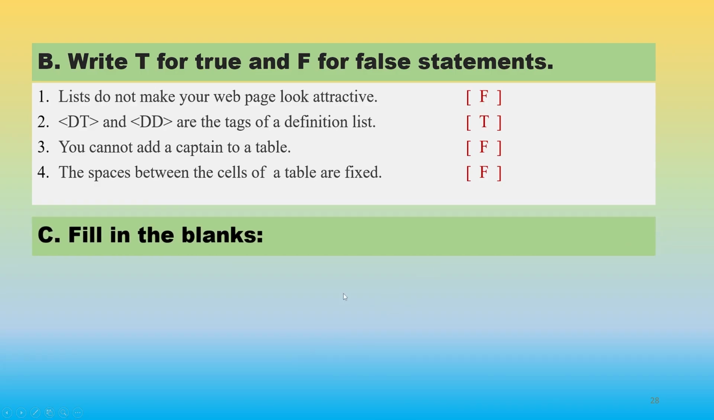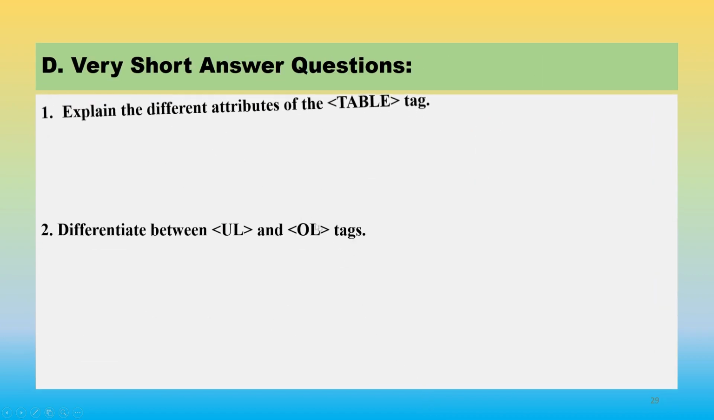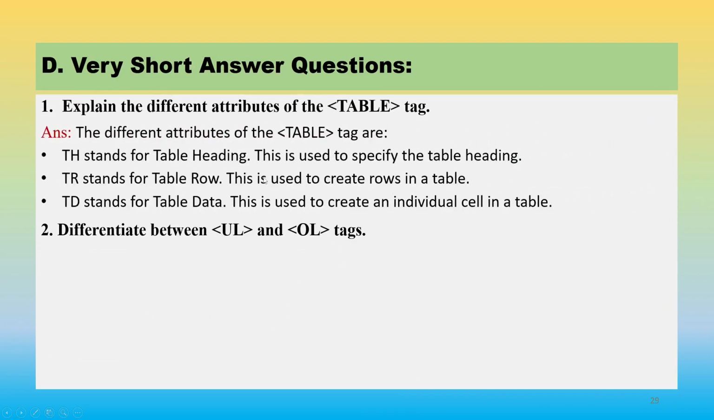Next question is filling the blanks. Each list item starts with LI tag. An unordered list is a bulleted list. To insert a table, we use table tag. A DL tag is used to create a definition list. Definition list DL. So here we write DL.